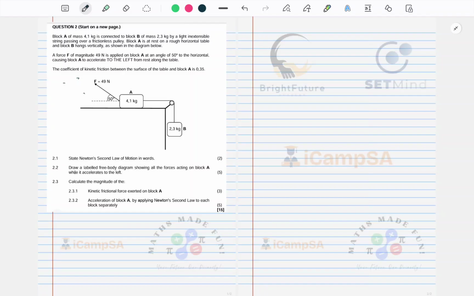So today we are looking at Newton's laws again. Question 2 from the 2024 May-June question paper. Okay, so let's hear what they are telling us here.